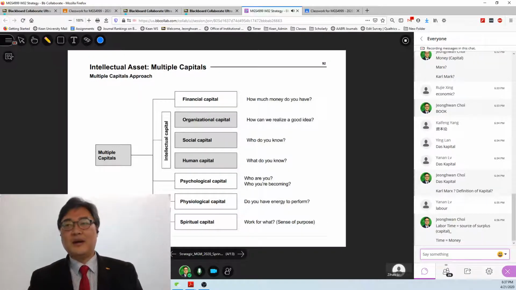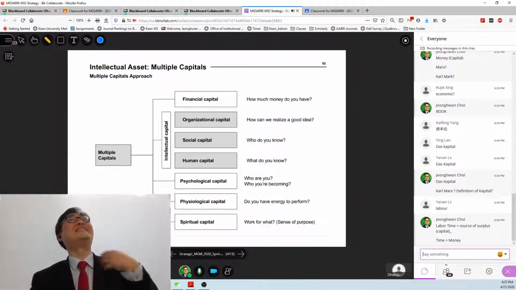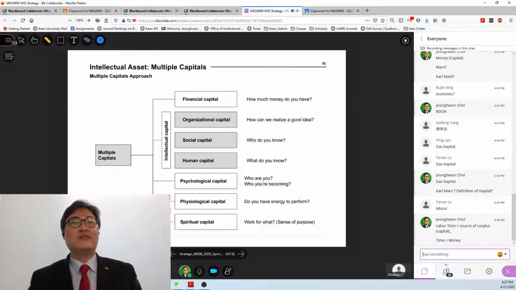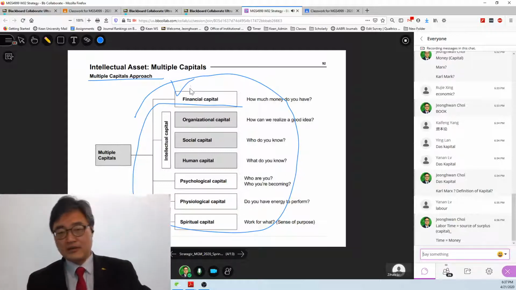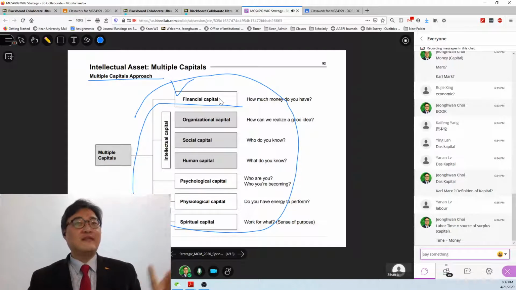However, like Karl Marx, many scholars, economists, philosophers, and business scholars try to define the capital. What the hell is the capital? What the hell is the money? And then we create many other concepts about the capital, and that is this. So far, we know there is a financial capital that can be exchangeable. Money, WeChat, Alipay, or coins. That's a tangible financial capital.